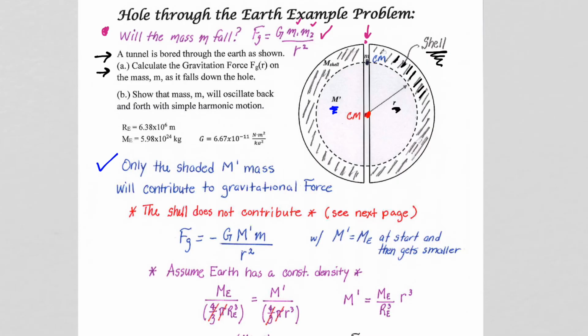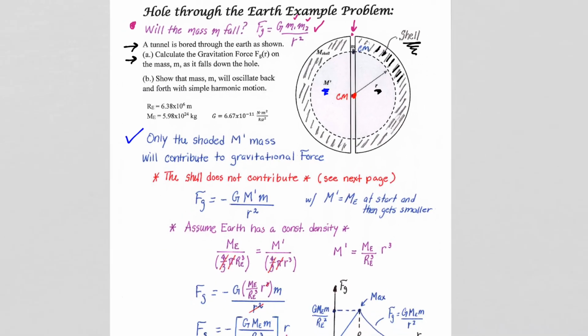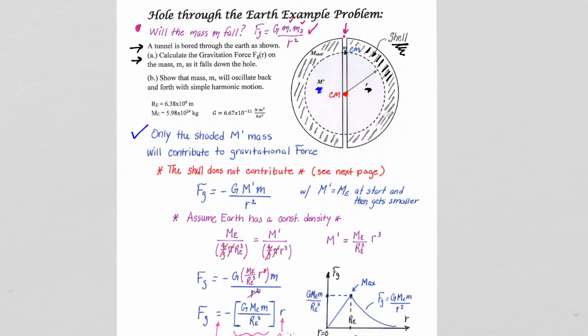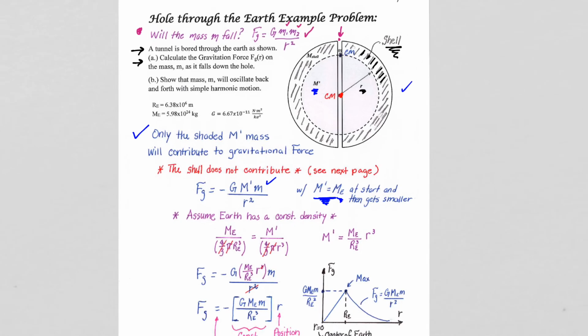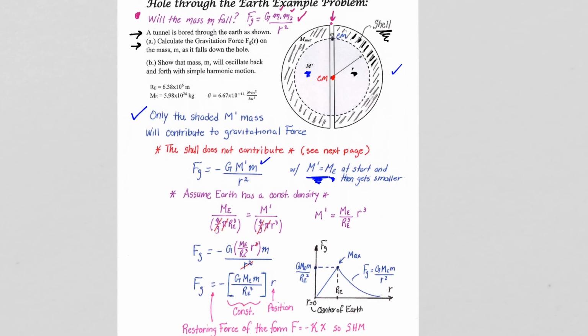Okay. So the only thing that contributes to the gravitational force pulling this mass little m to the center is what I have designated as the m prime. So it starts out as the full mass of the Earth, but then gets smaller, as it's shown here, as the object falls in. And the trick to this problem is to recognize that you are going to use constant density. We are assuming the Earth is a perfect marble with uniform density throughout.